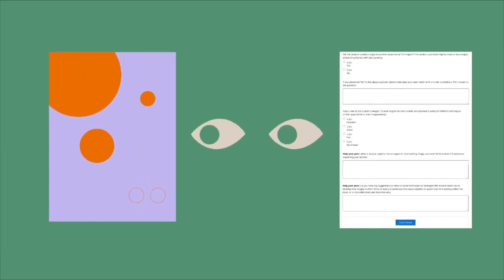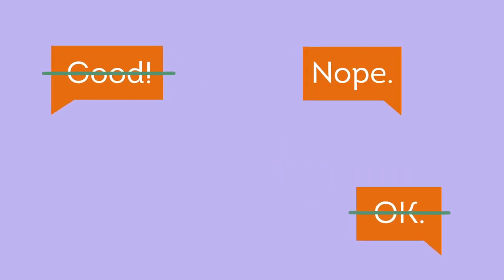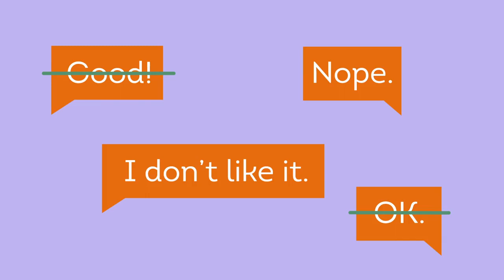Focus only on what the rubric asks you to evaluate and try to limit your personal opinions about the work in your comments. Be clear and informative. Generic feedback such as "good" or "okay" are unhelpful comments for peer reviews because they don't give your peer any specific information about what was working in their submission. Likewise, it doesn't help to say, "It doesn't work" or "I don't like it," because it doesn't give your peer enough information to help them reassess their designs.